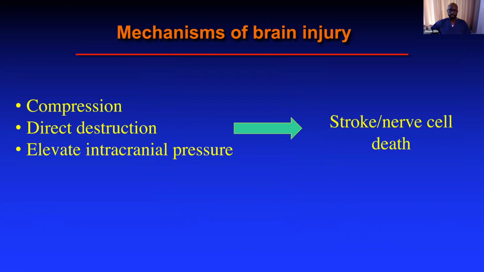So what are the mechanisms of brain injury? I spoke about some of them already. One that's very common is compression of the brain, which causes the neurons to malfunction. Direct destruction, which essentially destroys them. That you will see from the intracerebral hemorrhage that causes a direct and immediate stroke.